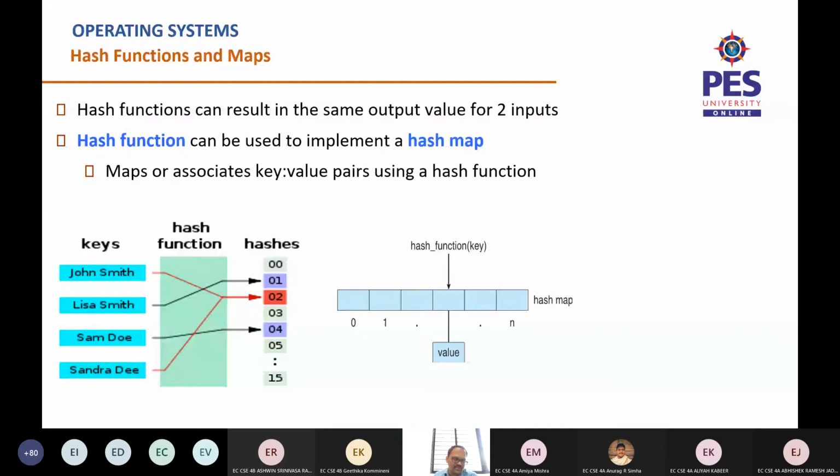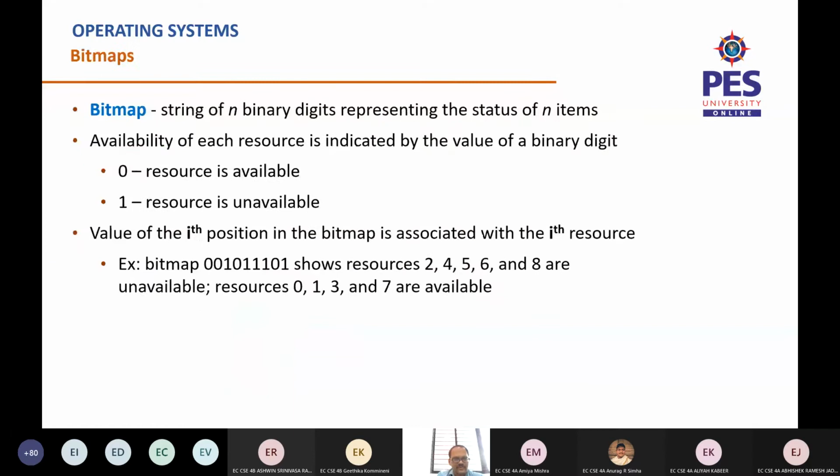In such cases, too many collisions will happen, which will result in an inefficient way of searching. So a careful fixing of a hash function is mandatory when you are trying to implement these particular hash functions and maps.